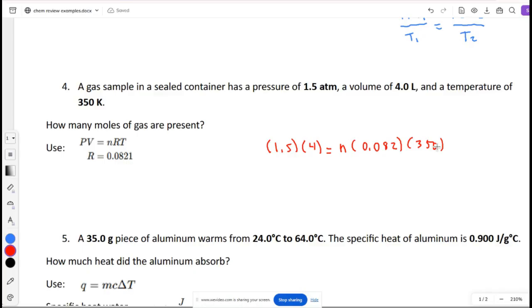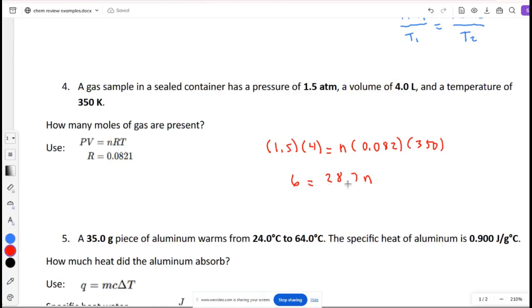I'm going to simplify both sides. So first I'm going to do 1.5 times 4 on the left side, which equals 6. So 6 equals, simplify the right side. I'm going to go 0.082 times 350, which equals 28.7 N. And we're going to solve for N. So we got 28.7 N, because 0.082 times 350 is 28.7.